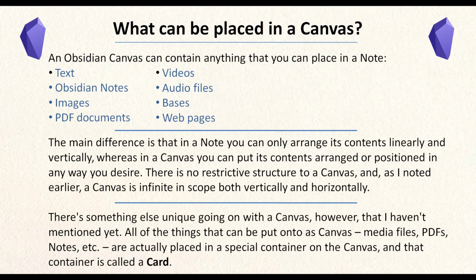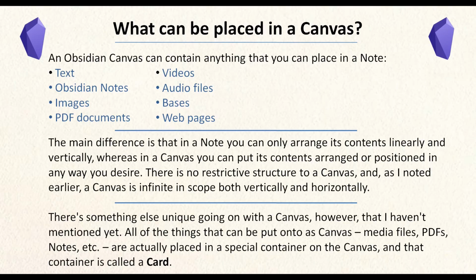What can be placed in a canvas? The basic rule is that pretty much anything you can put in a note can be put in a canvas. You can put text in a canvas, you can put Obsidian notes in there, images, PDF documents, videos, audio files, bases, and web pages. If you put a video or an audio file, Obsidian provides a player for those files so that you can play the video or play the audio directly in the canvas, just as you can do in a note. The main difference is that in a note, you can only arrange its contents linearly and vertically, whereas in a canvas, you can arrange or position its contents in any way you desire.